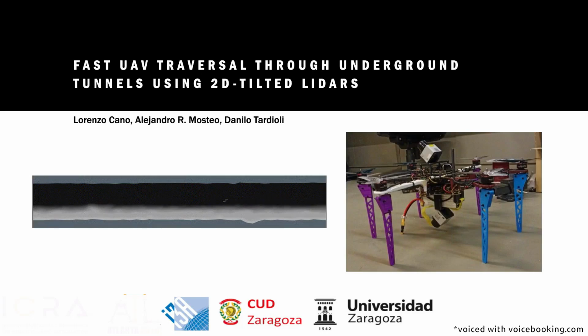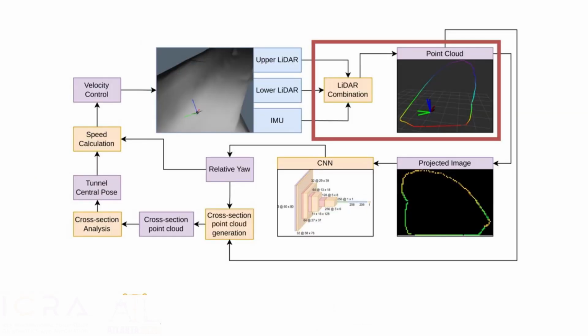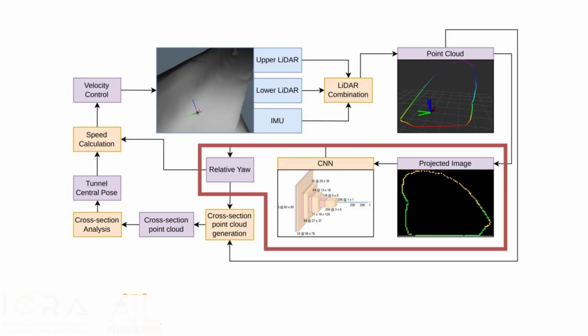Fast UAV traversal through underground tunnels using 2D tilted LiDARs. Our approach relies on two tilted 2D LiDARs whose information is combined into a point cloud. This point cloud is projected into an image that is fed into a convolutional neural network that provides the relative yaw of the drone with respect to the tunnel's longitudinal axis.